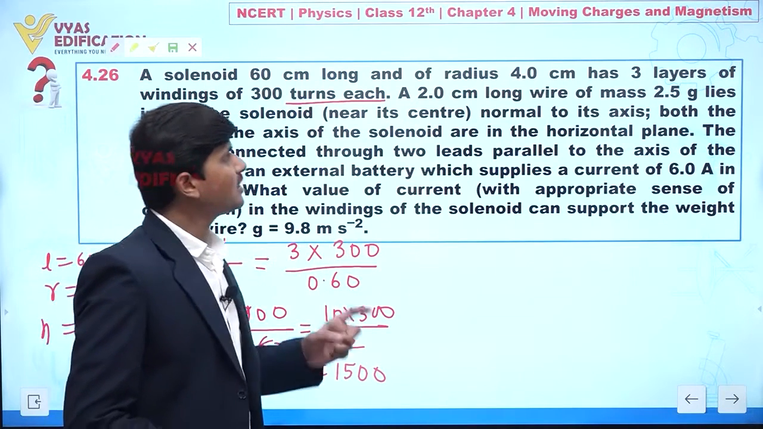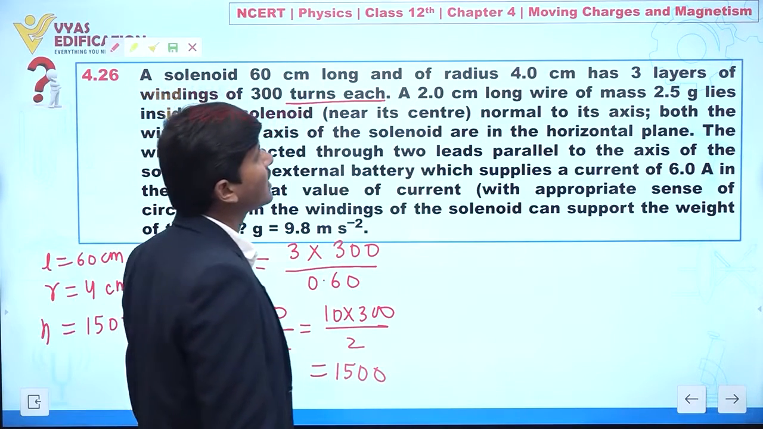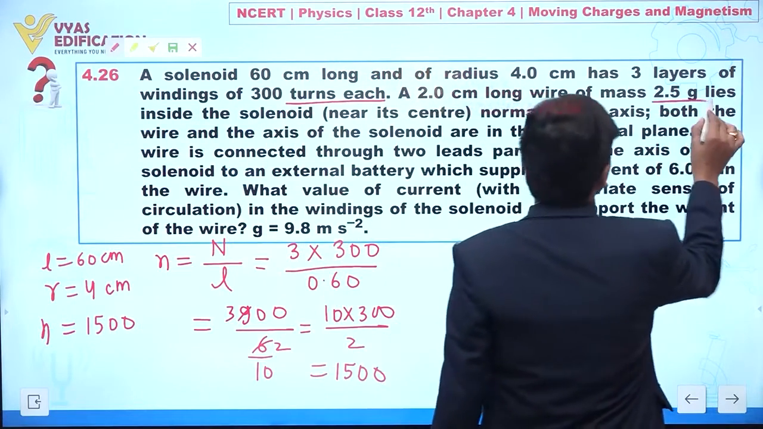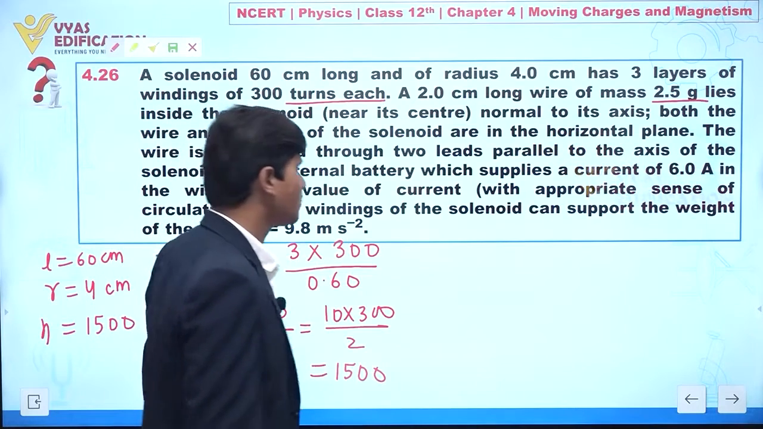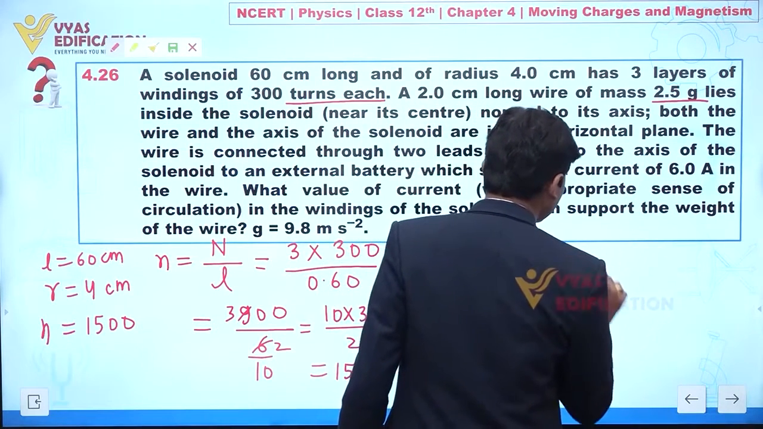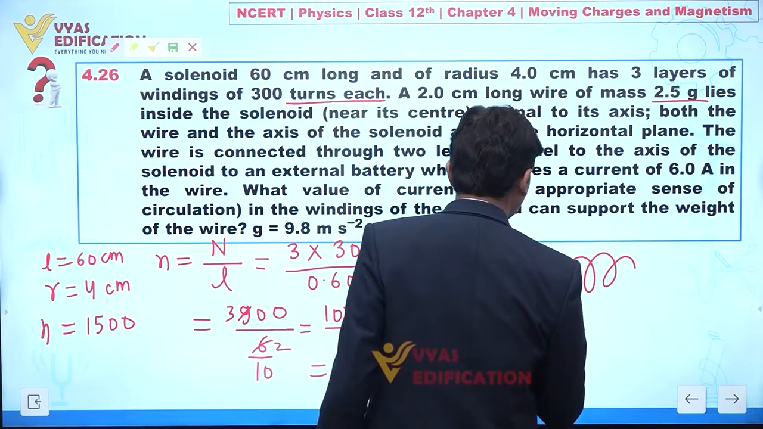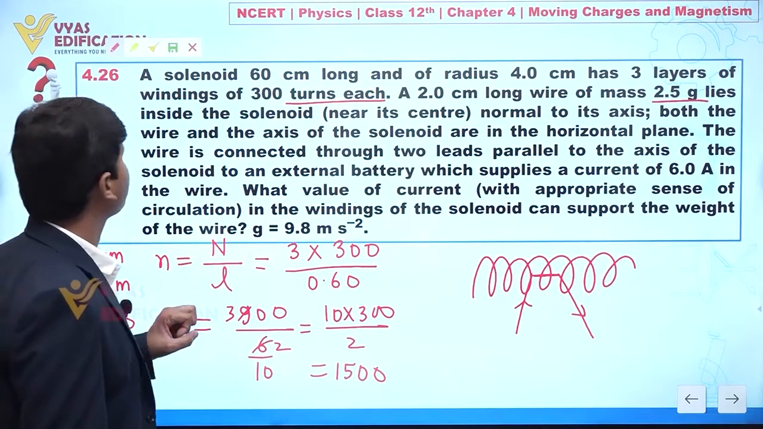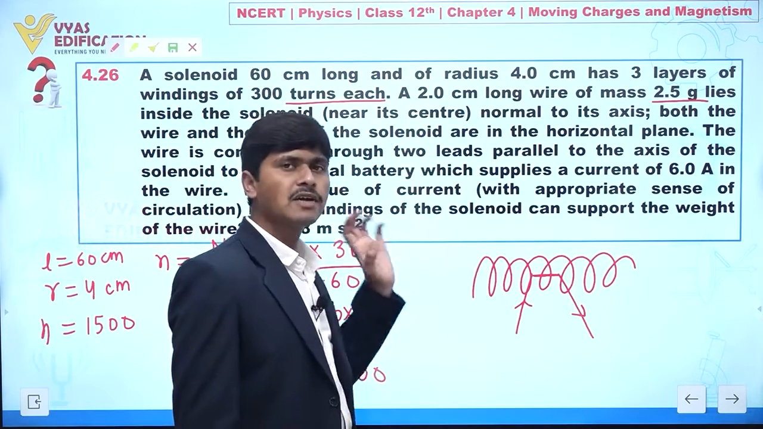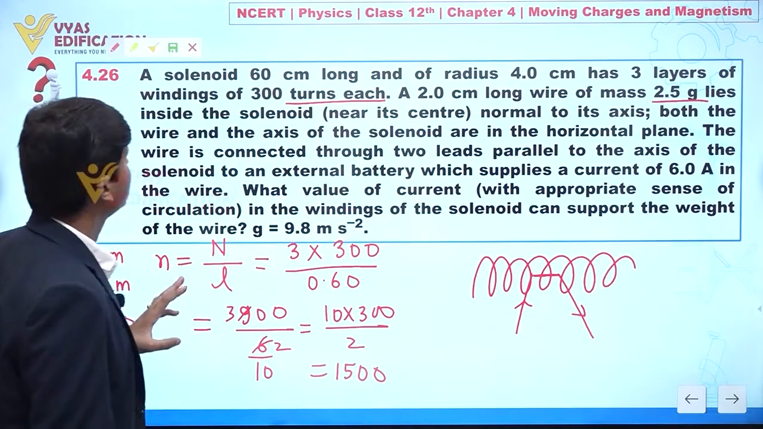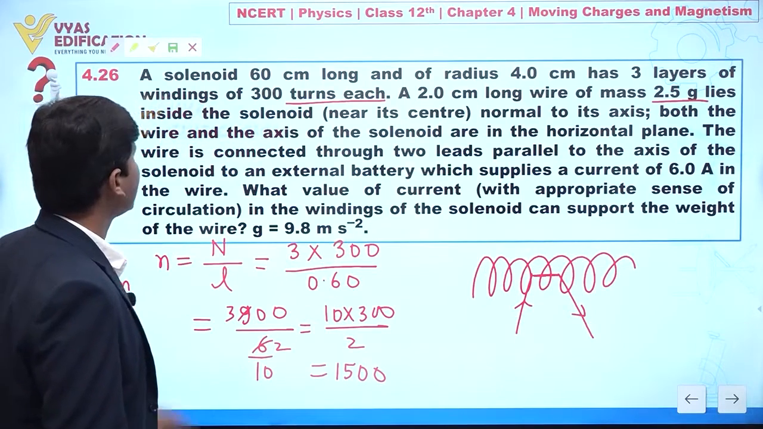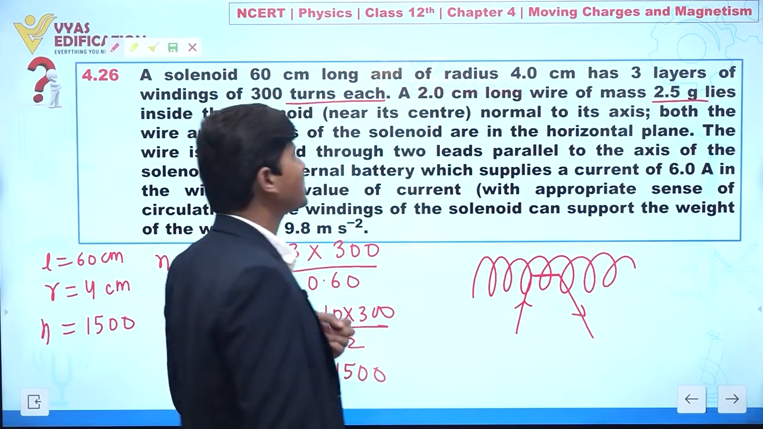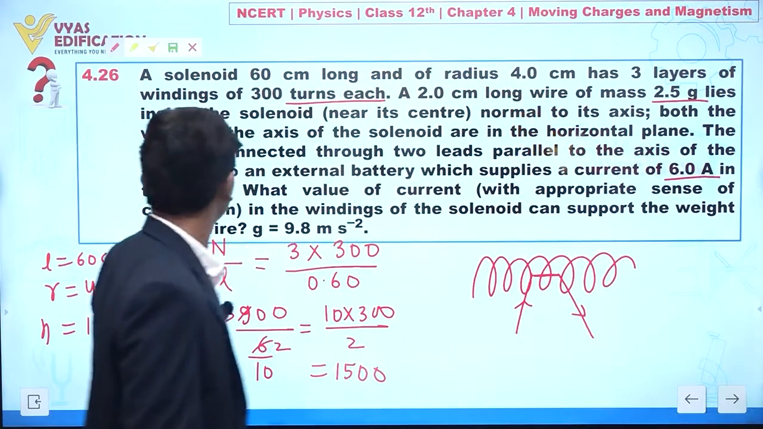Next, it is also given that a 2 centimeter long wire of mass 2.5 gram lies inside the solenoid. This is very important. So we have a solenoid, and inside this solenoid let's suppose we are placing a very small wire, and this small wire is connected to an external battery. The magnetic field is perpendicular to this wire. The wire is connected through 2 leads parallel to the axis of the solenoid, and the external battery supplies a current of 6 ampere in the wire.